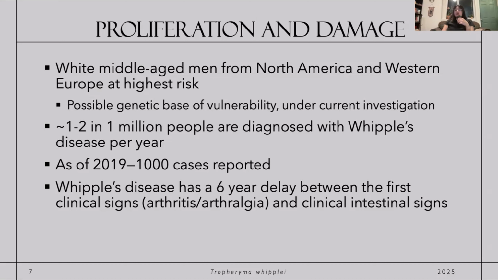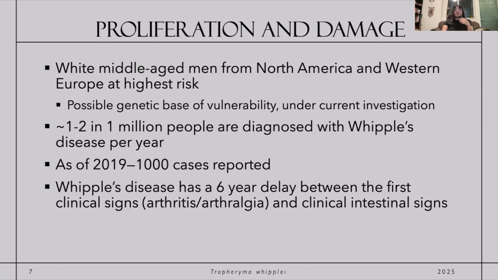There's about 1 to 2 in 1 million people who are diagnosed with Whipple's disease per year. So again, it's kind of hard to track when it's so rare. And as of 2019, whopping 6 years ago, 1,000 cases were reported. So I think that's the total they've reported in general since it was first cultured in 2000. So really low numbers that we're getting here.